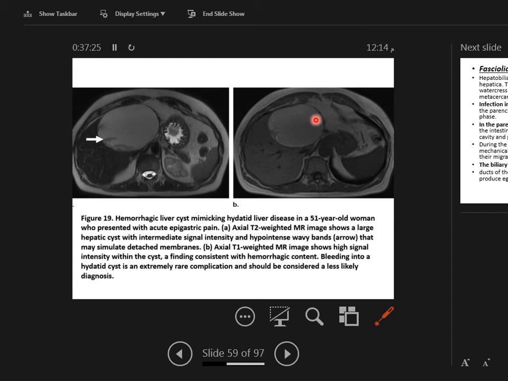You are talking about a small liver cyst, you're sending a patient to an MRI liver, just to be sure whether this is hydatid or simple cyst. So, it changes the appearance, it's more likely to go like that.